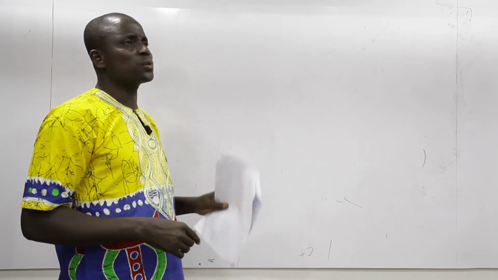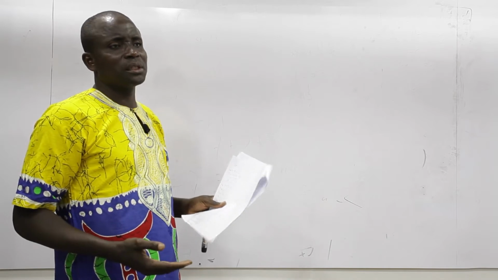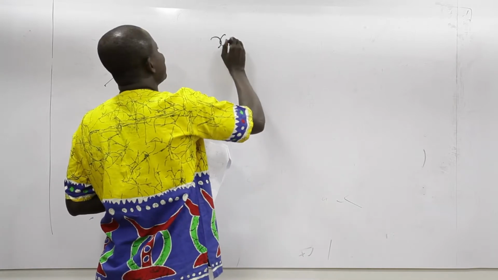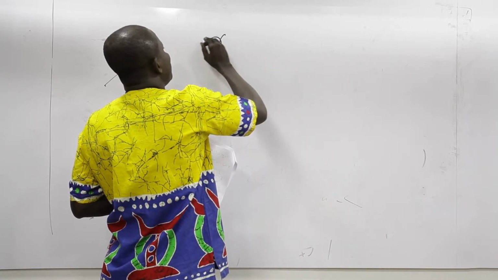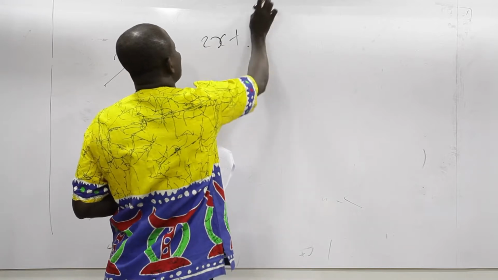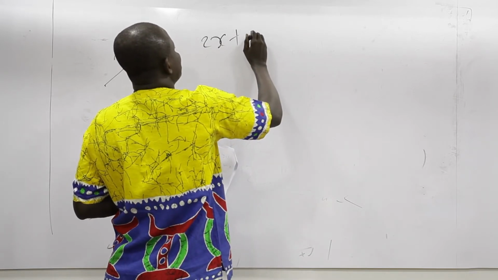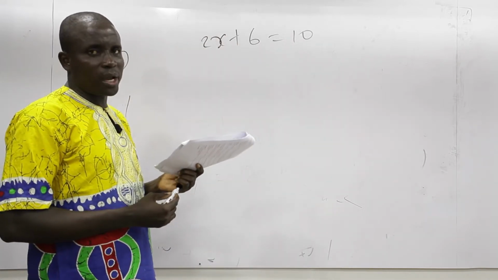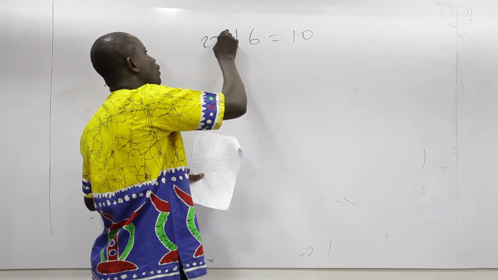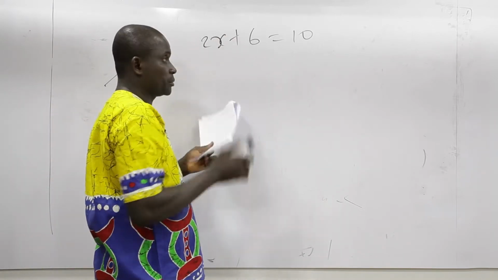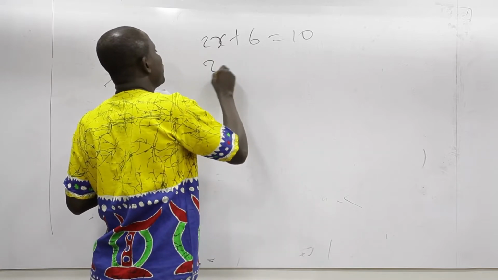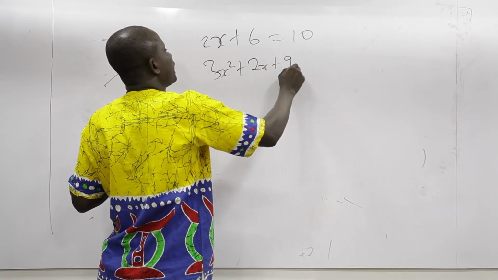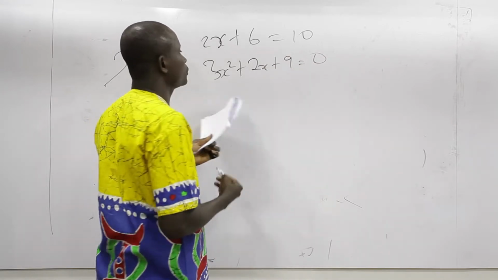Linear equations. When we say linear equation, what does that mean? If I have, let's say, 2x plus 6 is equal to 10, this is a linear equation. Why? Because the exponent of this power is 1. But if I have, let's say, 3x squared plus 2x plus 9 is equal to 0.